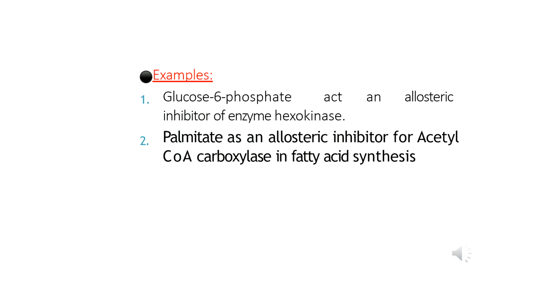So these are the examples of allosteric inhibition. The first one is glucose-6-phosphate, which acts as an allosteric inhibitor of the enzyme hexokinase. The second example is palmitate, which is an allosteric inhibitor of acetyl-CoA carboxylase in fatty acid synthesis.